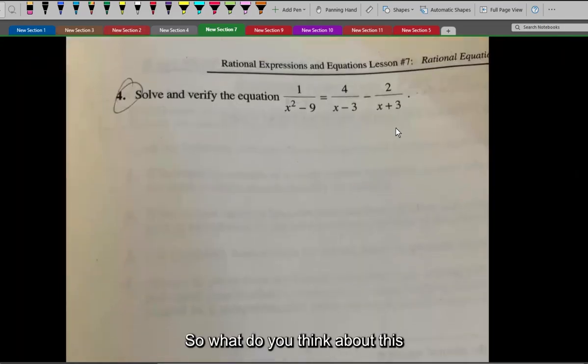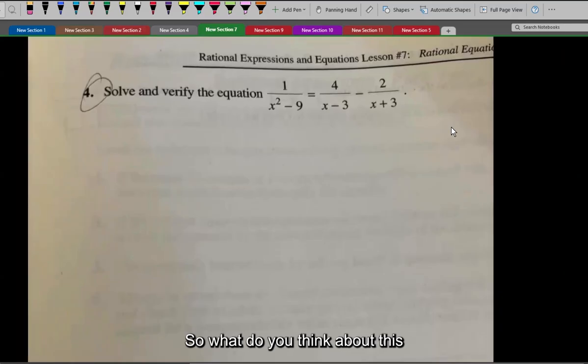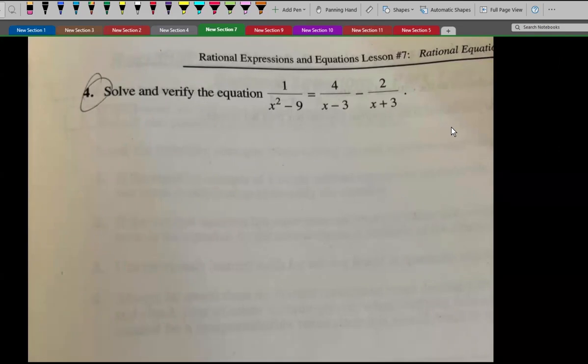Solve and verify the equation. So what do you think about this question? What comes to your mind? What the question is and how we are going to solve this one? Like, should we move the 1 over x squared minus 9 to the other side, so like make it equal 0? Mm-hmm.